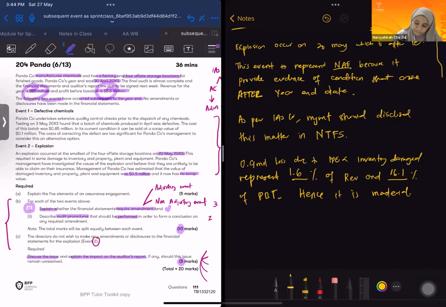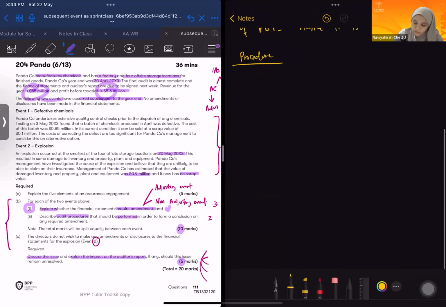B2, describe procedures. You want management to disclose this event, and the amount that they should disclose is 0.9 million, so you want to verify this. Kenapa dia selalu jadi macam ni? What happened? Okay, whatever. I think I should scroll. Okay, so provide 2 procedures.